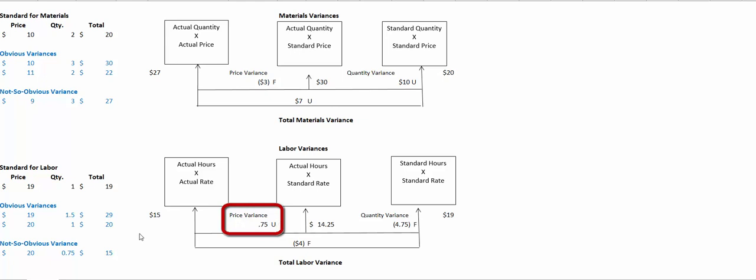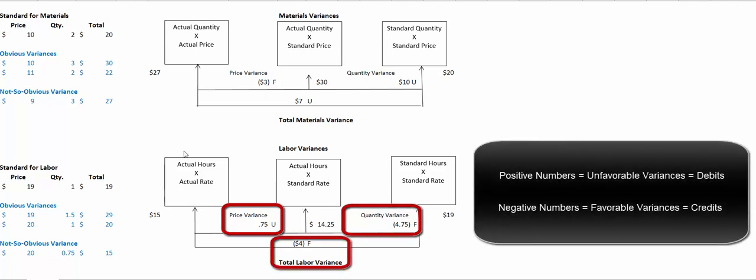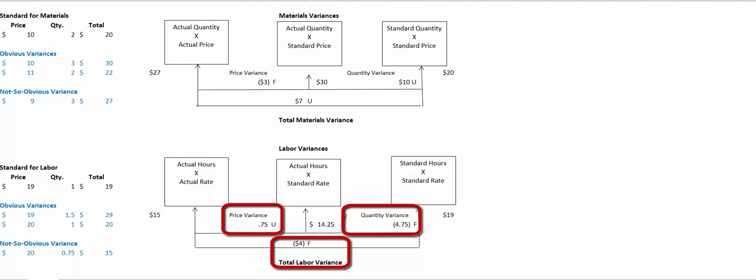Does that make sense? Yeah, we're supposed to pay our guy 19 bucks an hour. We paid him 20, so it makes sense that we'd have an unfavorable price variance. Quantity variance, again, subtracting from left to right: 14 1/4 minus 19 is a negative 4.75. So the quantity variance is favorable. Remember, positive numbers indicate that the actual were higher than the standard. So positive numbers are bad news. Negative numbers are good news.